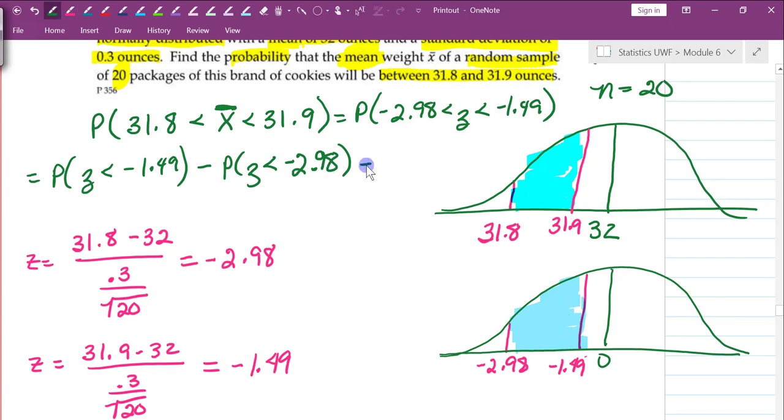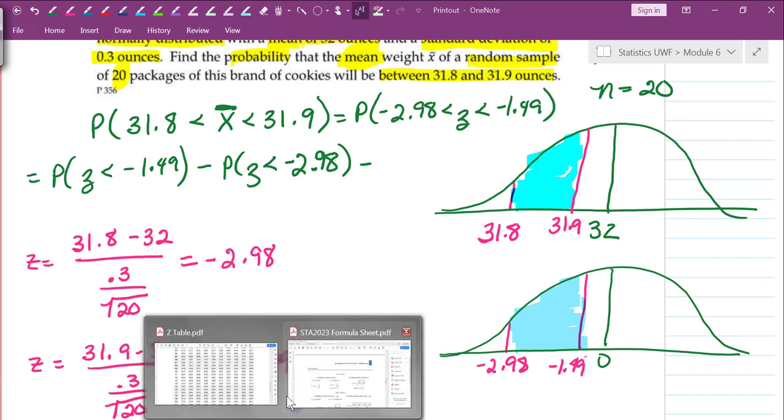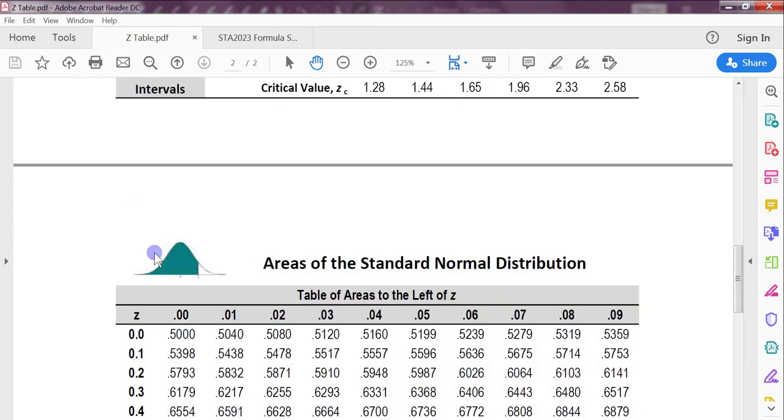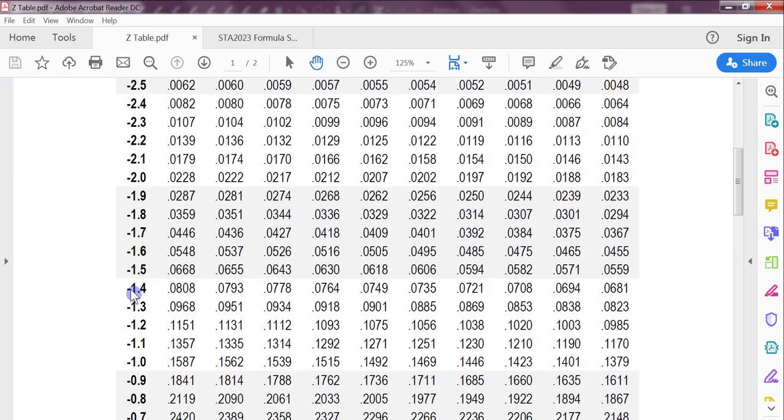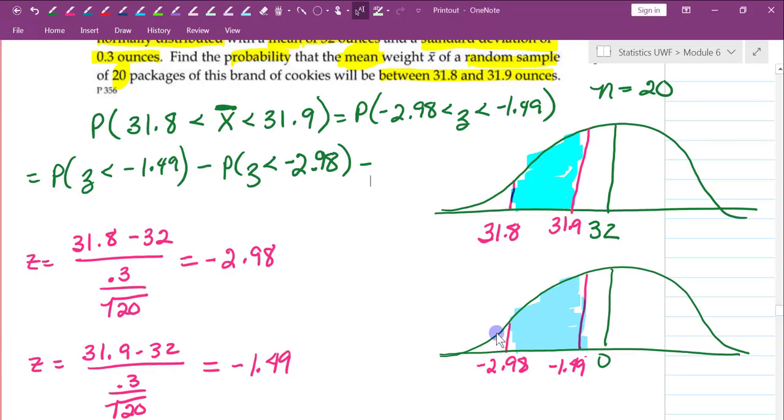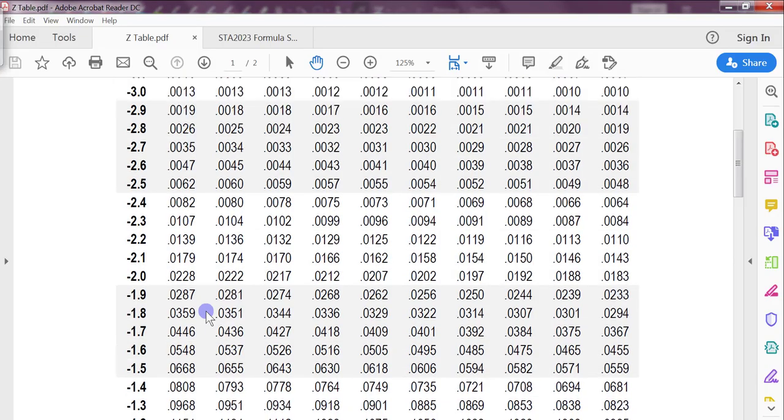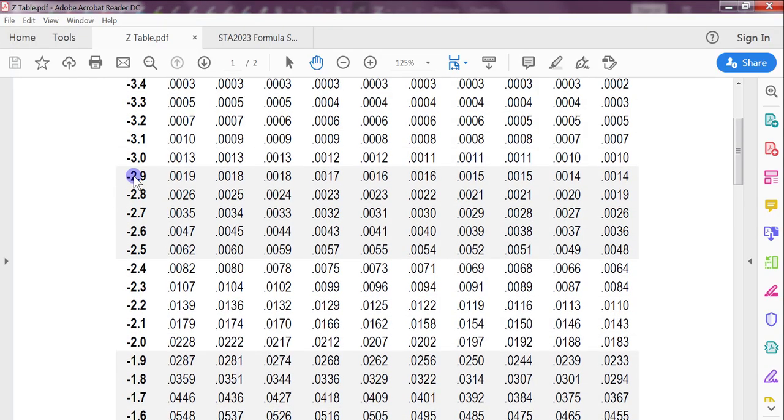So we're going to come to our tables and go to the negative. Negative 1.4 and 9 is going to be all the way over. So it's 0.0681, subtract, that's for this value. Now we're going to look at 2.98. So 2.9 and then 8. It's going to be right here. So it's 0.0014. I just have to remember the 14 as I get over here.